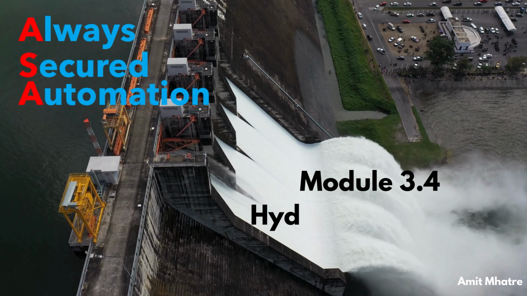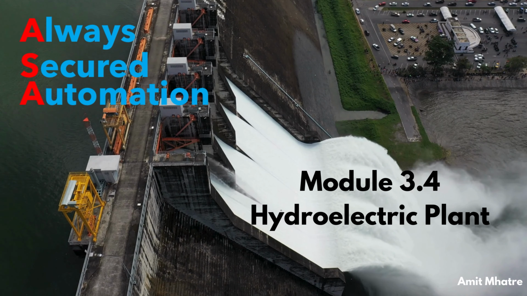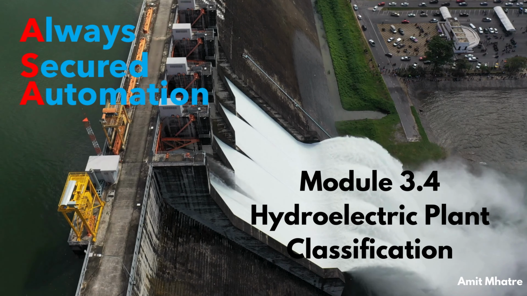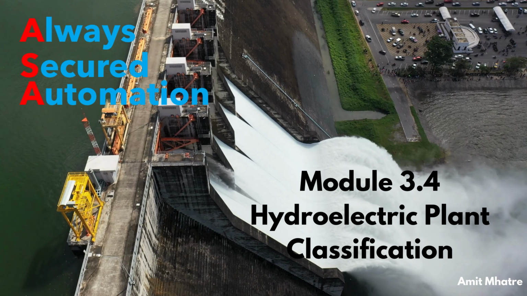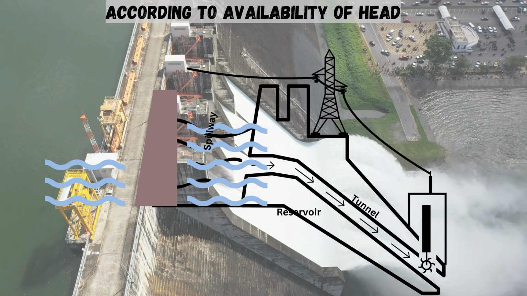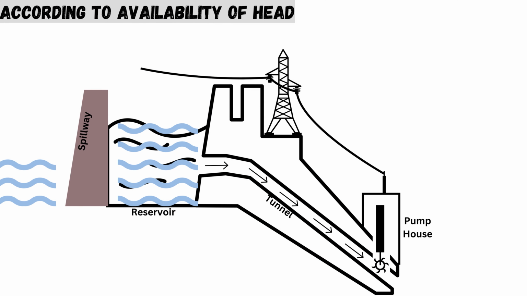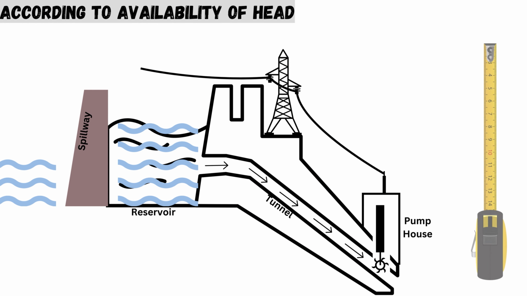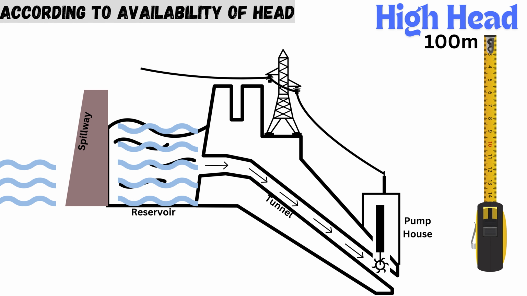In this video, we will discuss Module 3.4, Hydropower Plant Classification. The hydroelectric power plant is classified according to availability of head. High head power plants. These types of plant work under head 100m and above.